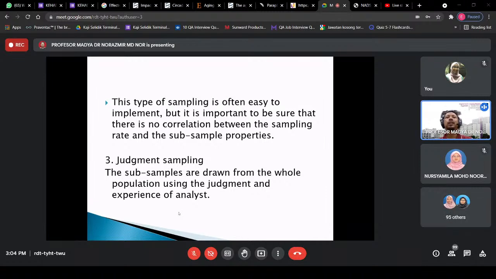So the judgment sampling is only conducted by the expert of the area. Same goes to the wine. Only the expert can judge, can evaluate the best wine in the world, because he knows from the smell, from the taste, rather than having to do analysis from each bottle of wine.